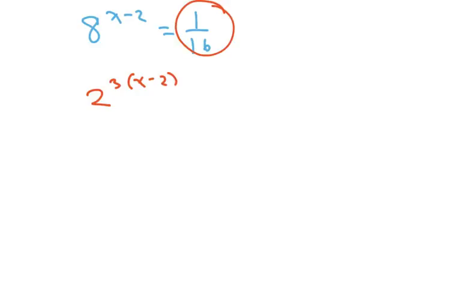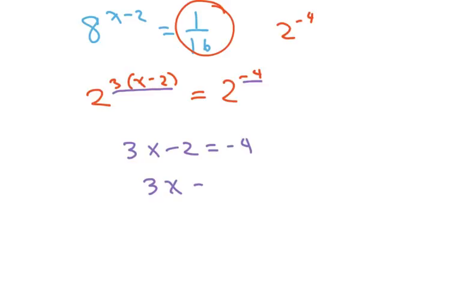And this right here is really 2 to the negative 4. So you just need to know your inverse exponents. Now that my bases are the same, all I have to do is solve here. Adding 2 to both sides, so you get negative 2. And when you divide, you're going to get x equals negative 2/3.